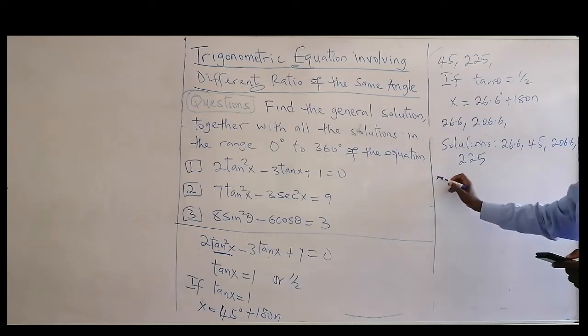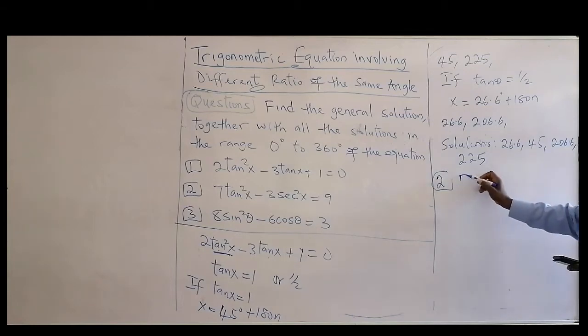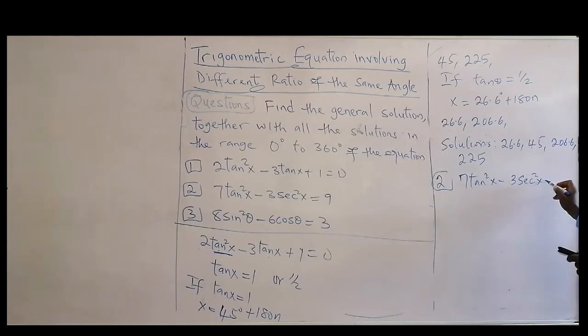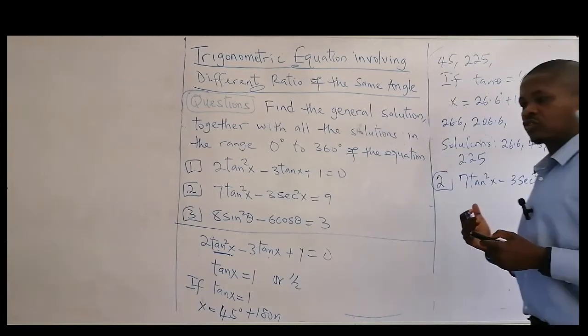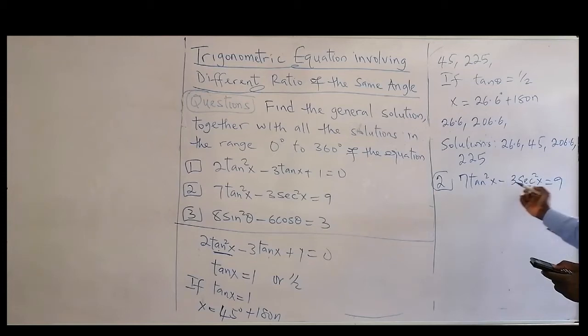That will take us to question 2. The issue with question 2 is that it has two different trig ratios. So what we have to do is use our identity, and by so doing, it will force it to have the same trig ratio. So let's do that straight away.